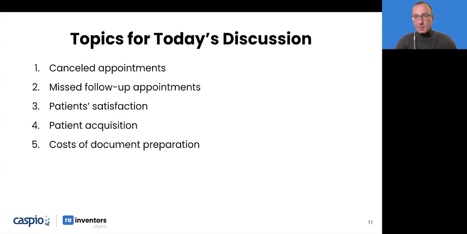The first two metrics relate to your schedule. Canceled appointments can negatively affect your schedules, and missed follow-up appointments also mean that you may not earn money which you could. So if you improve these two metrics, you will make your schedules busier and your revenue healthier.